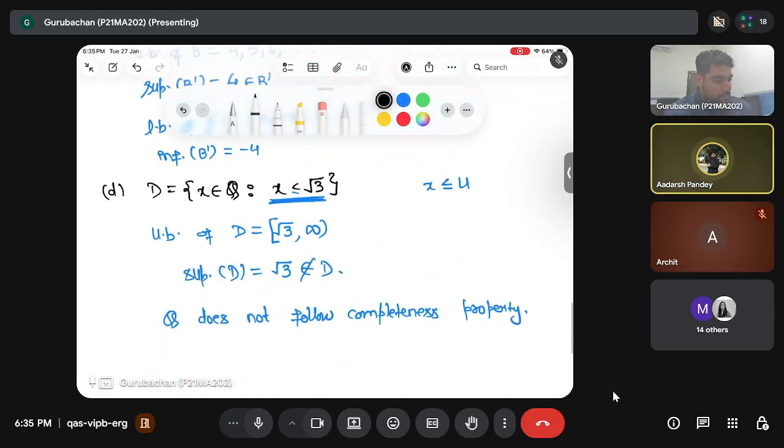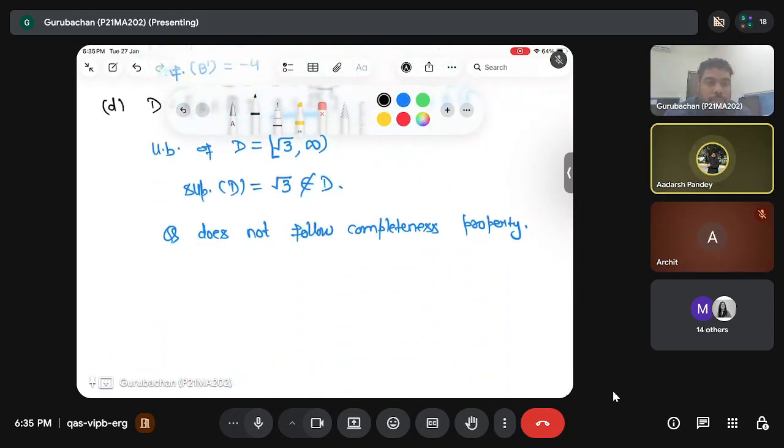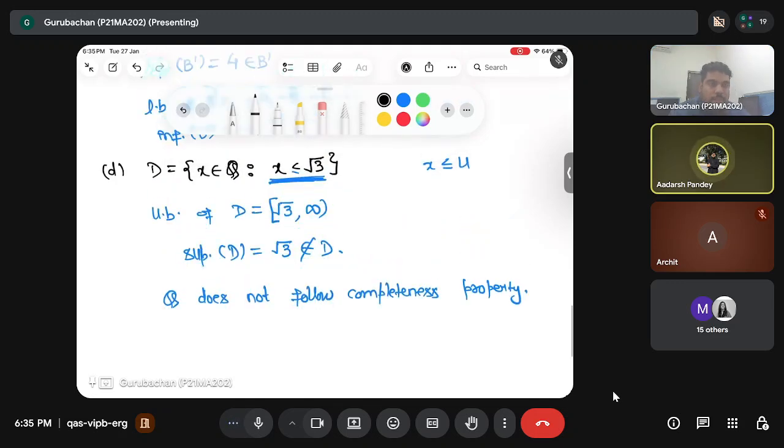Sir, how can we showcase that Q is an ordered field that is not complete? When we discuss the order completeness property of real numbers, we mention that every non-empty subset of real numbers that is bounded above has a least upper bound. So why not with Q? Yes, Q is an ordered field that is not complete. How can we show this? This example is itself showing that.